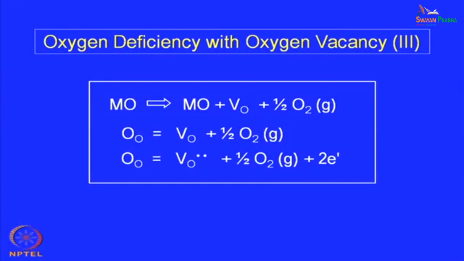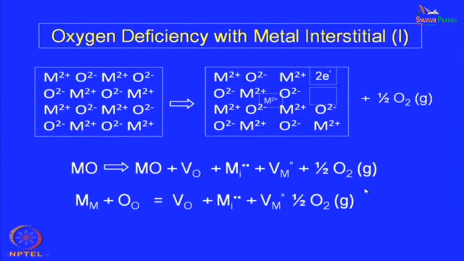We started with one particular type of defect, that is oxygen deficiency, and this oxygen deficiency is caused by oxygen vacancy. And so, in that case, what would be the final equation and the reaction which is taking place? So, this is the final equation step by step. Okay. So, we have discussed this already. Let us go to another situation.